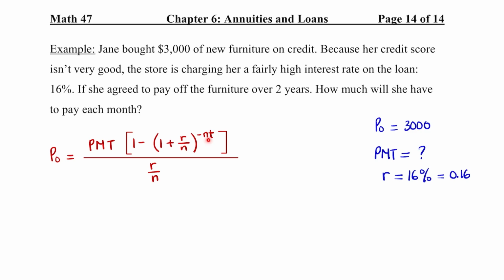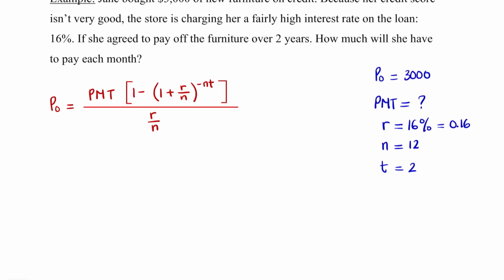N is the number of compounding periods in 1 year. In this case, Jane is making the monthly payment, so we're assuming that the interest is also compounded monthly. So N is 12. T is the number of years we plan to borrow the money. In this case, that is 2 years. I am going to substitute P of 0 with 3,000, R with 0.16, N with 12, and T with 2.